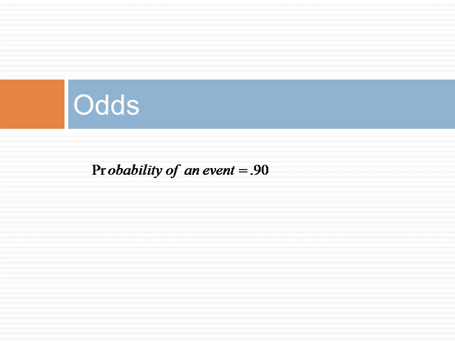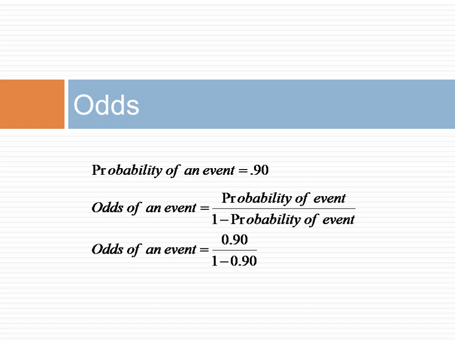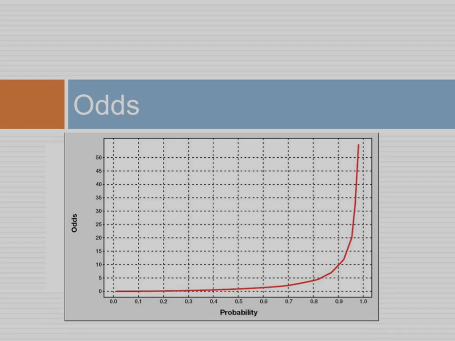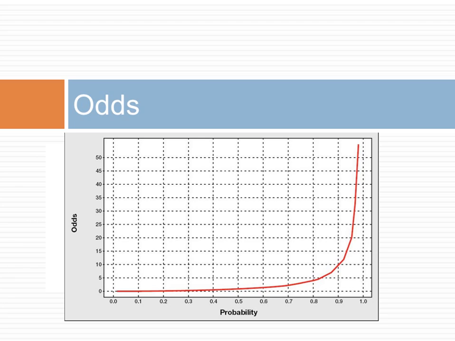For example, if the probability of an event is 90%, the odds for it is 0.9 divided by 1 minus 0.9. In other words, the odds are 9 to 1. Odds and probabilities are always positive numbers. There is no upper limit to an odds ratio, but the maximum probability is 1. An odds of 1 to 1 implies a 50% probability.